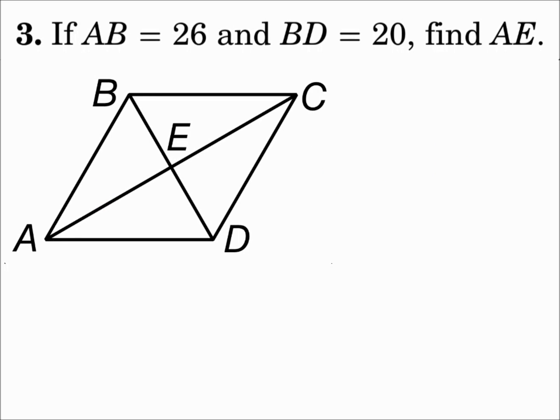Number 3, if the measure of segment AB is 26 and the measure of segment BD is 20, find the measure of segment AE. Well, the diagonal BD is 20 and it's cut in half, so I can put the 2 halves of 10 right there. Segment AE is part of the other diagonal, and if you remember that the diagonals are perpendicular, we have a right angle right there.